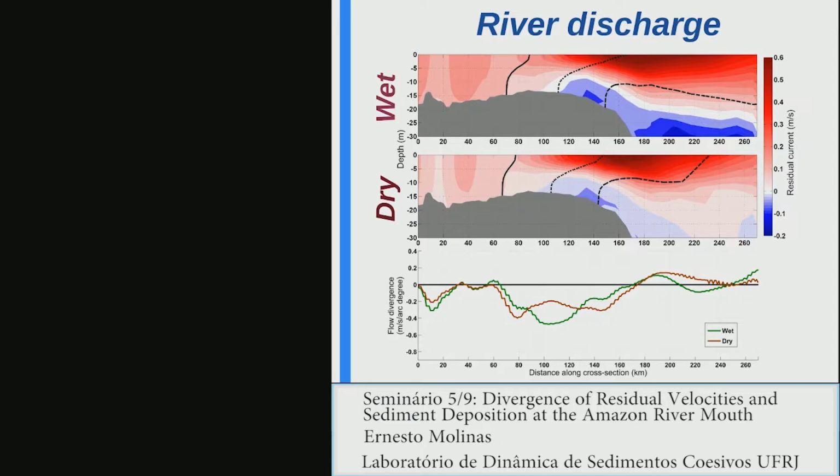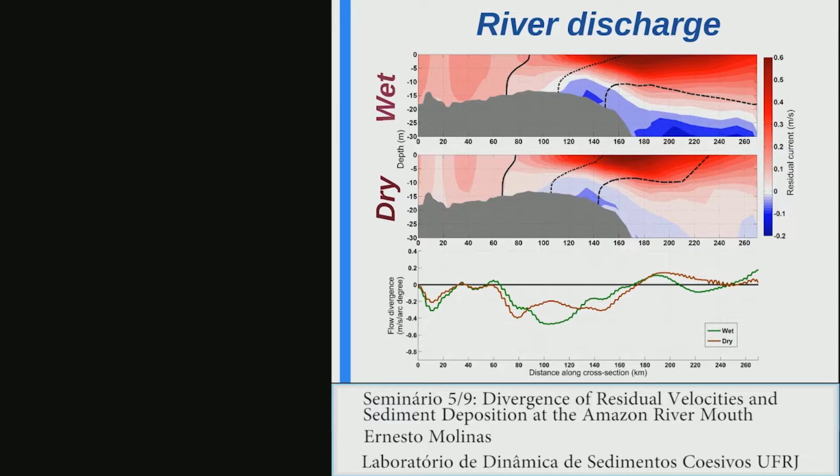But again, when we go to the spring-neap cycle, we see the major differences. The convergence zone during neaps is about 40 kilometers, while during springs it moves to between 80 and 100 kilometers, and the intensity of the convergence is much higher. So we expect that the spring-neap cycle will be playing a major role in sediment accumulation and turbidity formation.